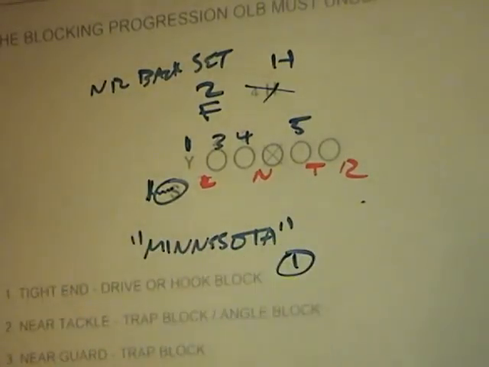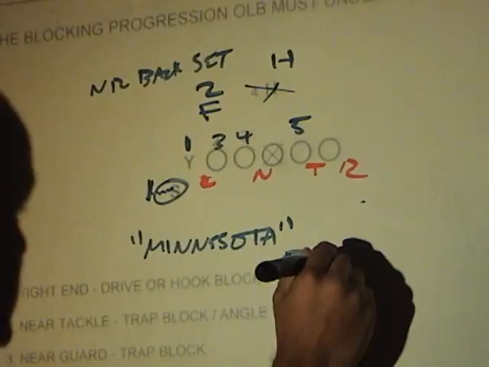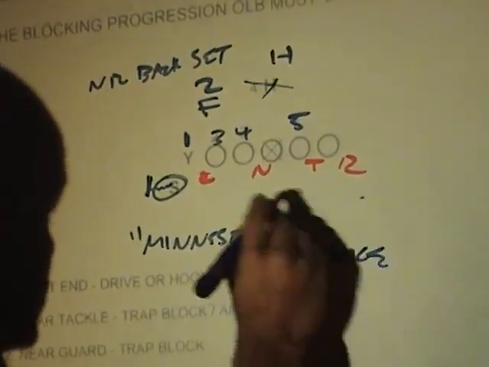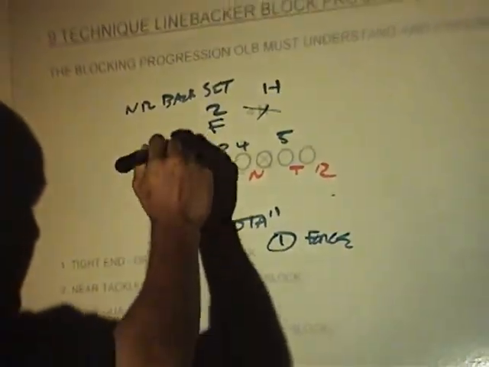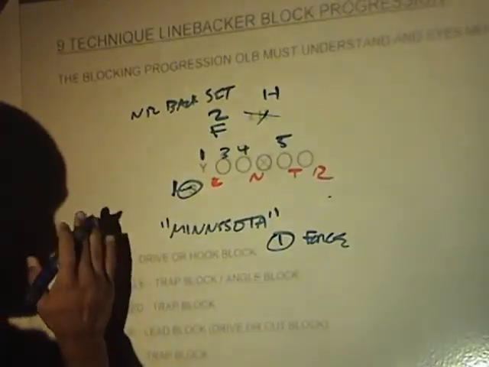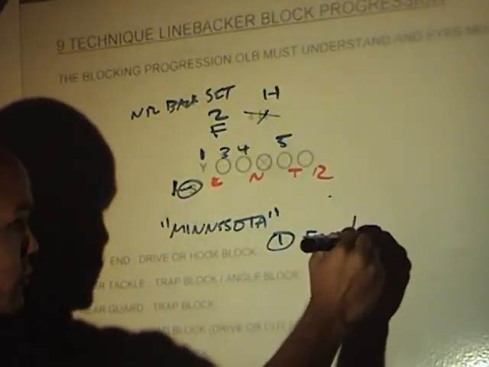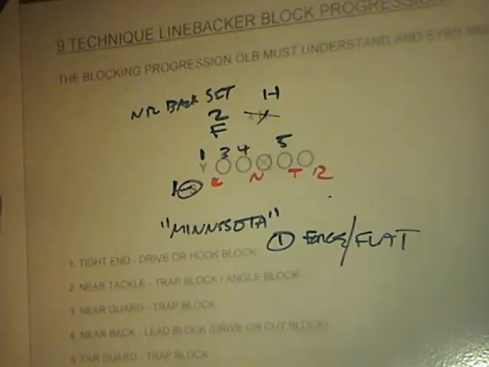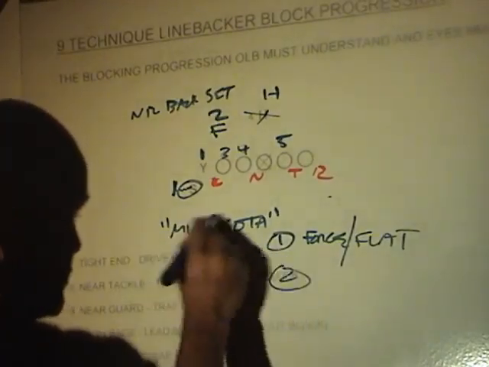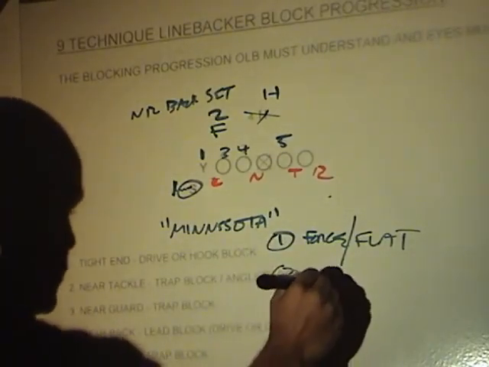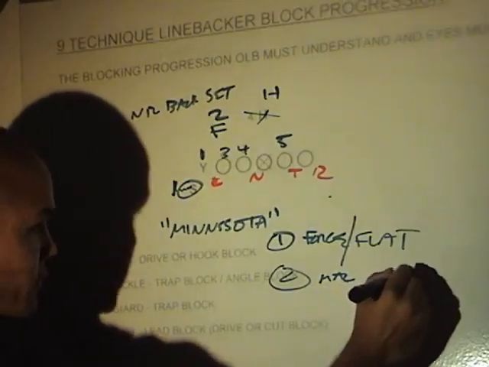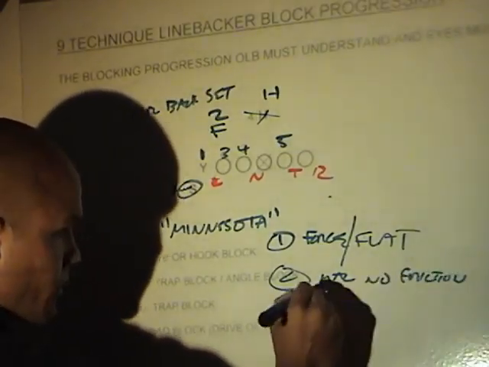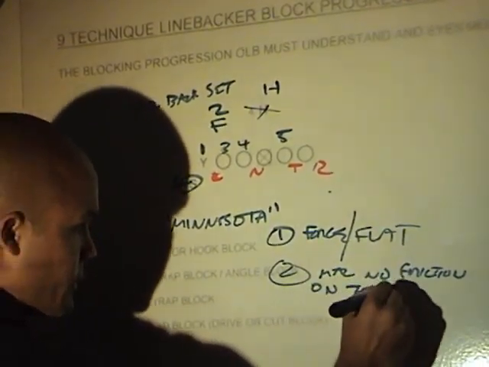That's for 2 reasons. Number one is because you are a force player. We want to make sure that you have the necessary width to play force. You are also a flat player. You want to make sure you have the necessary width to play the flat. And then number 2, you're saying Minnesota because you need to alert the MAC that there's no friction on the tight end.